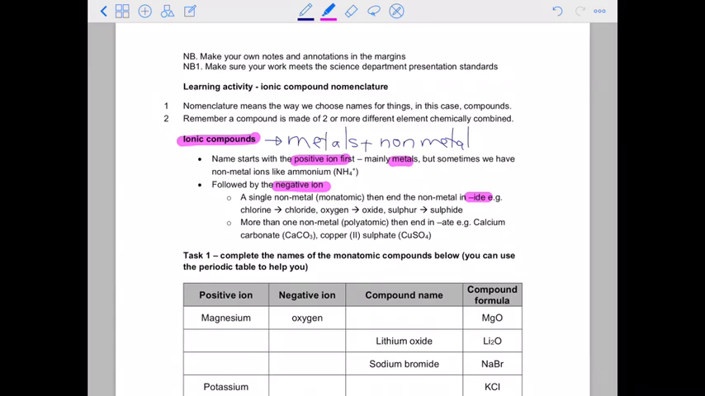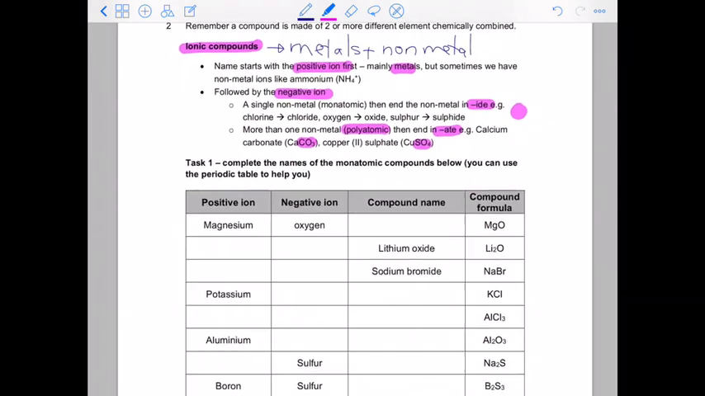So chlorine will turn into chloride, oxygen to oxide, sulfur to sulfide. Sometimes we have a group of metals or a group of non-metals that forms an ion. We call that a polyatomic ion. Poly meaning many, atomic meaning atoms. For example, carbonate is an ion, and sulfate is an ion, as in calcium carbonate or copper sulfate. We use the ending "-ate" if it's a polyatomic ion. You will see mostly the "-ide", but you might see a couple of "-ates" as well.